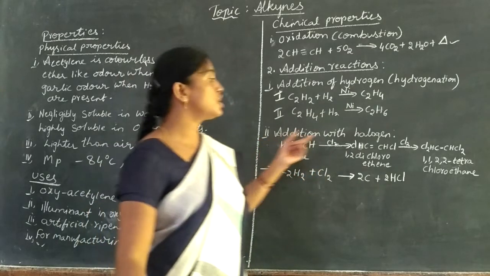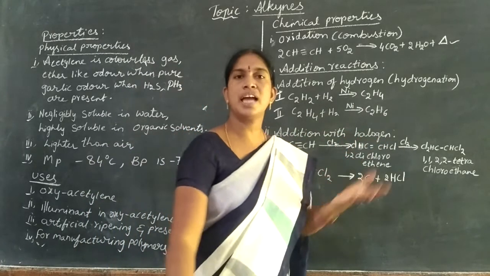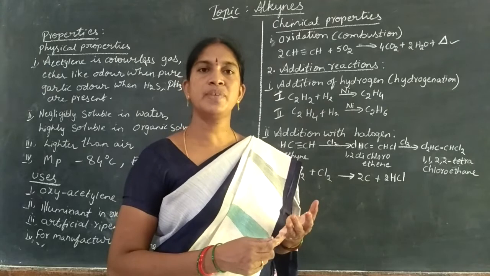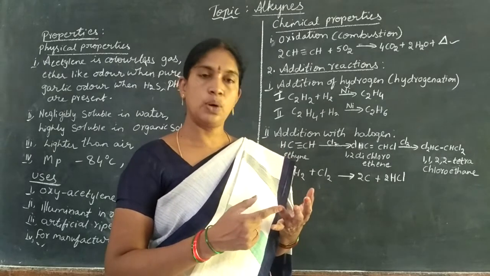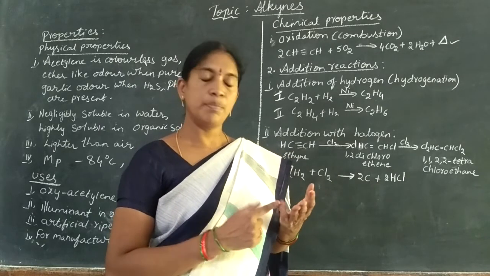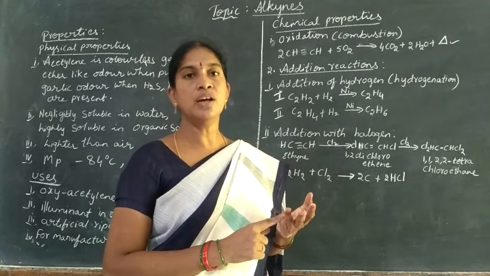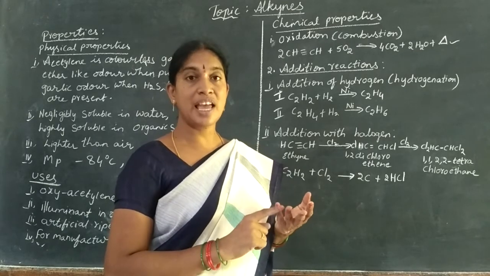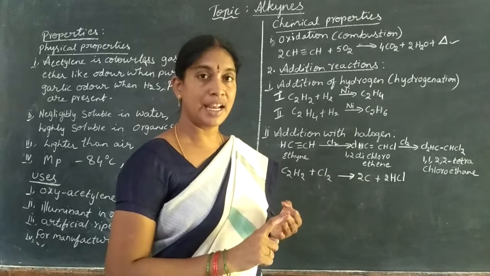Next is addition with the halogens. Halogens means fluorine, chlorine, bromine, iodine, but the reaction may not take place with fluorine; it may take place with chlorine, bromine and iodine.